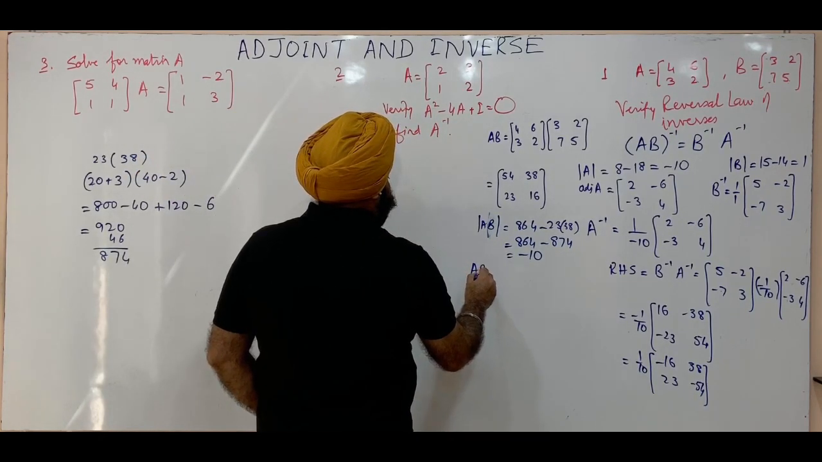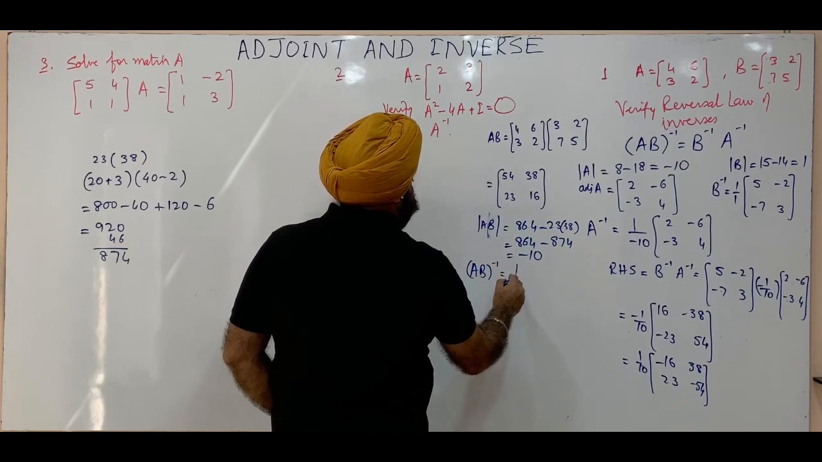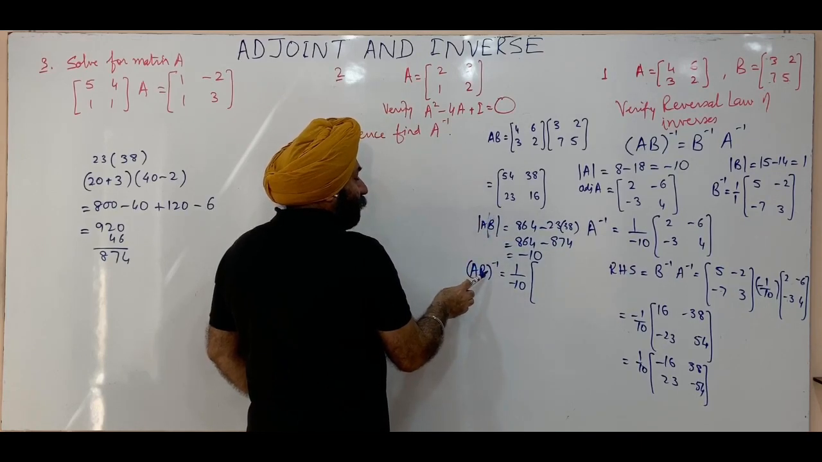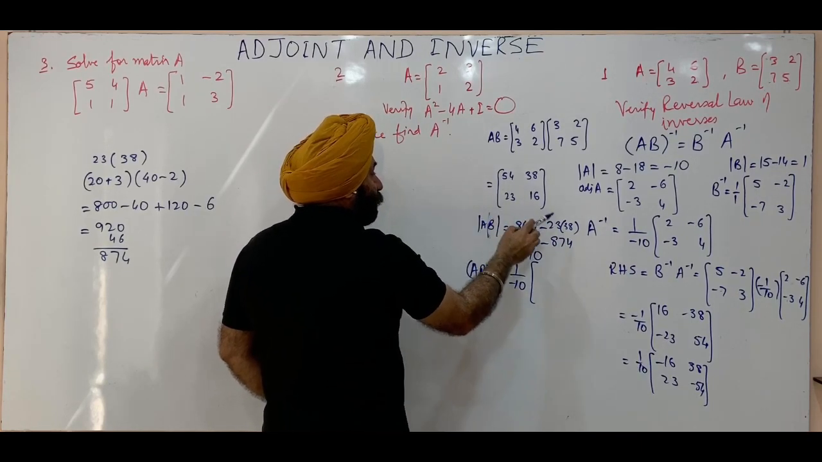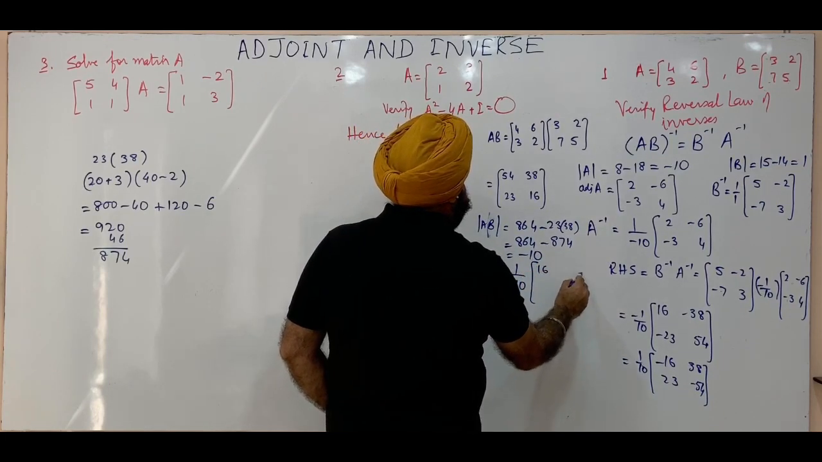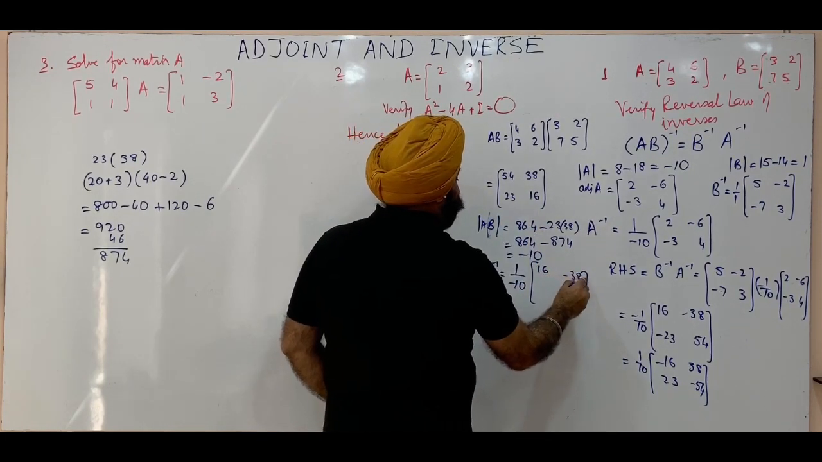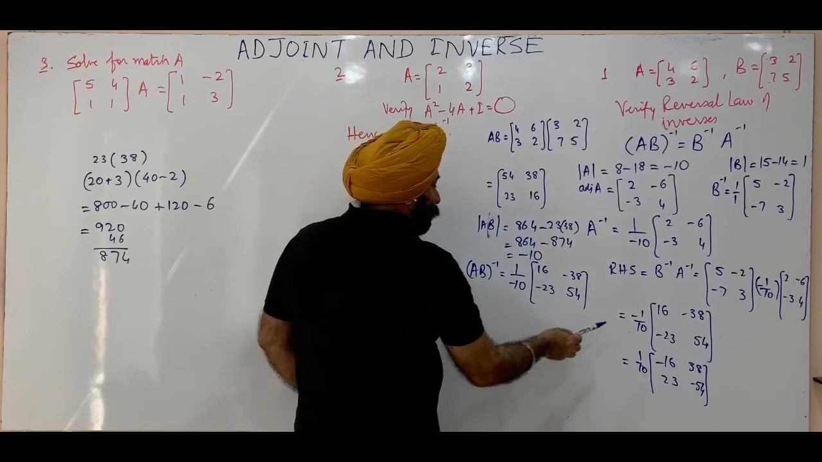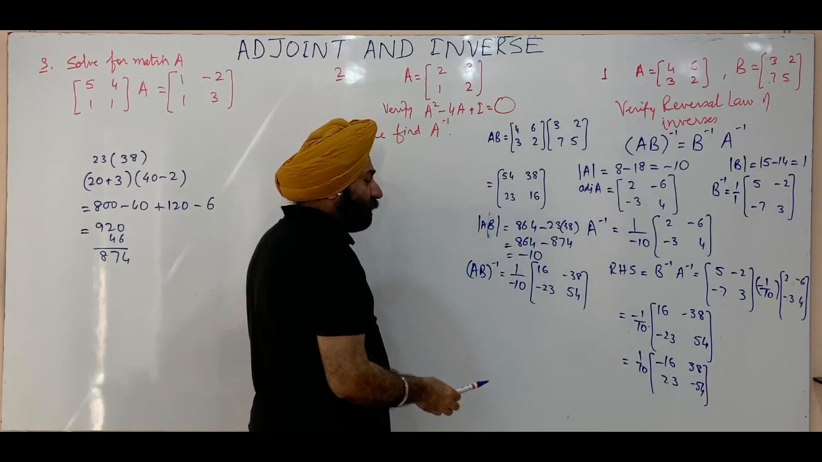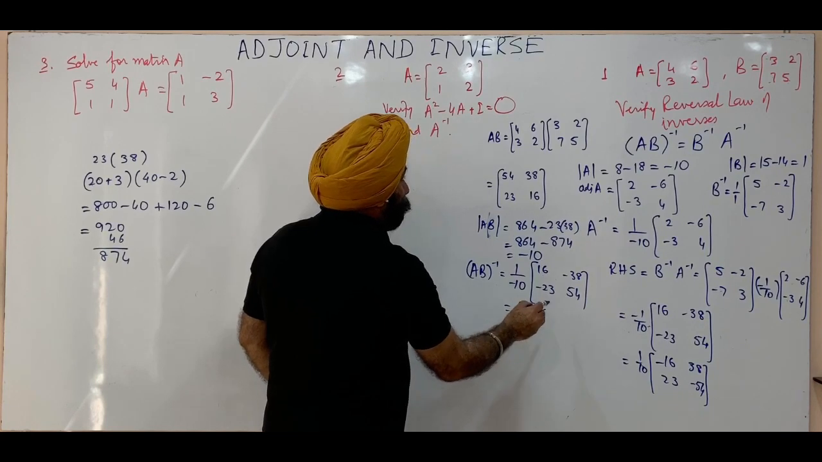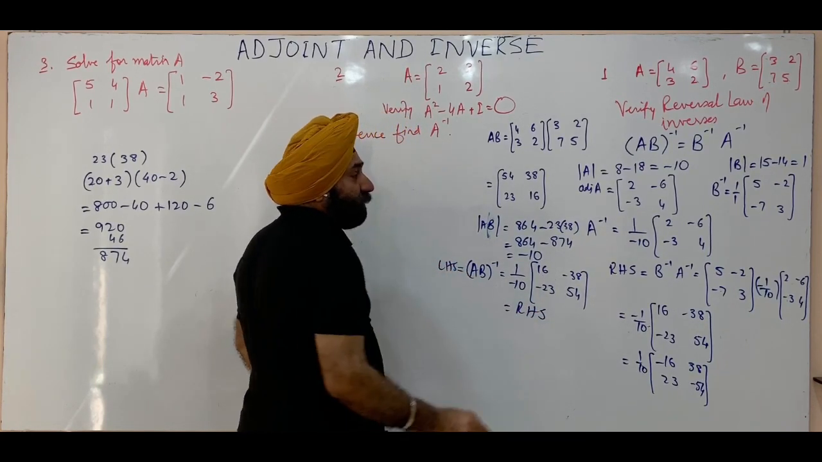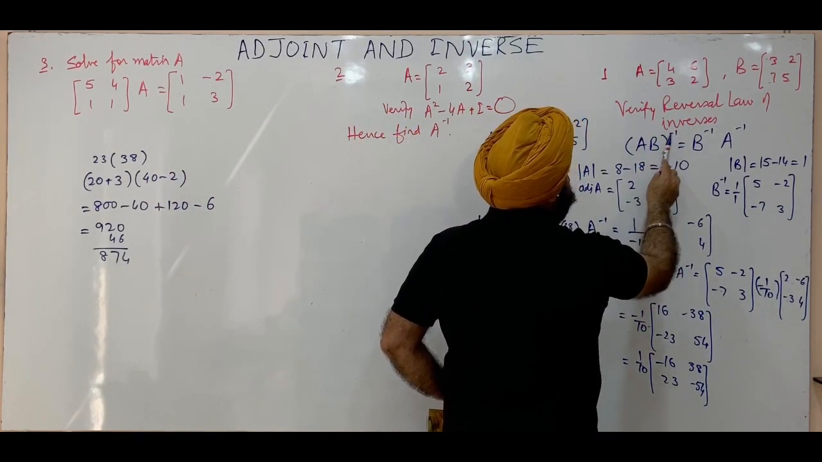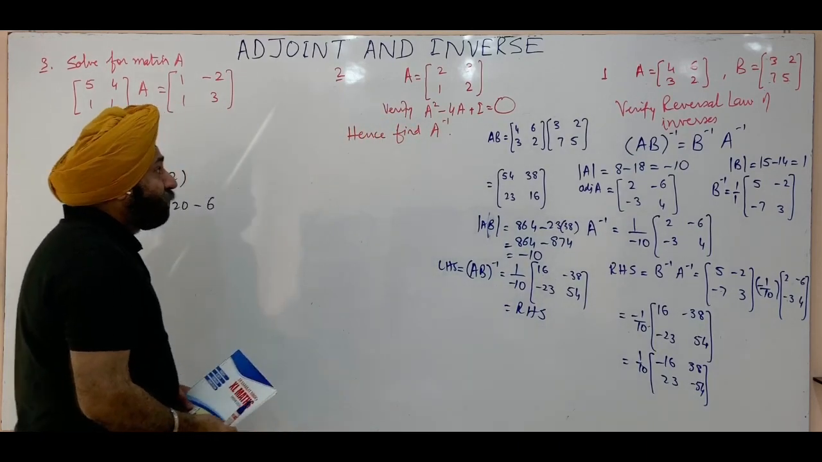Let's write now A into B inverse. This will be 1 by, this is determinant. So to find out adjoint means interchange the diagonal elements and change sign of these. This is minus 38 and this is minus 23. So you can see this is same as the right hand side. Left hand side same as the right hand side. This is how we get it. We prove the reversal of inverses, that is we have proved A into B inverse is equal to B inverse into A inverse.